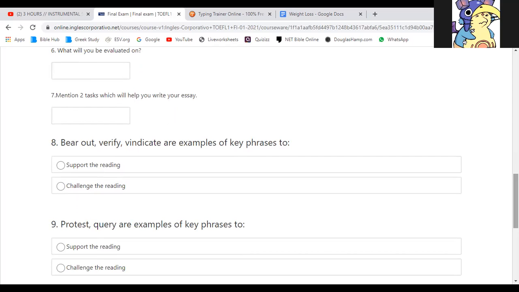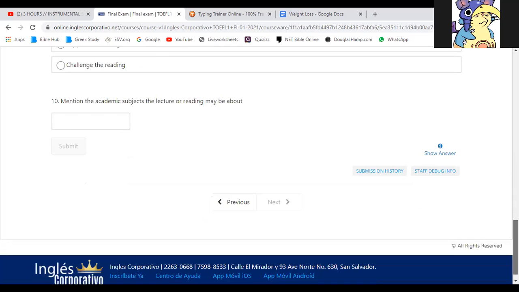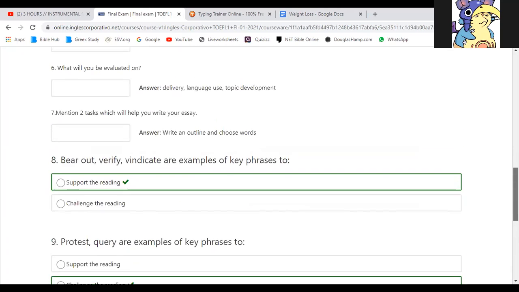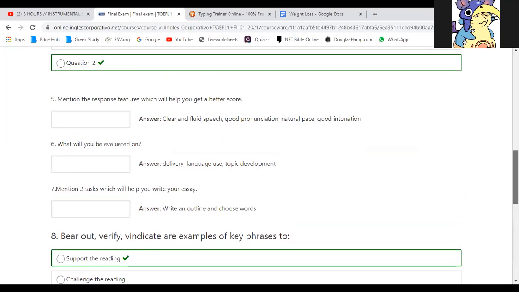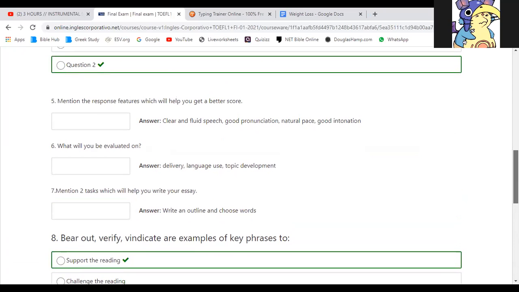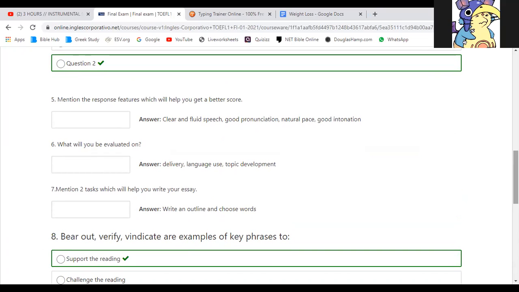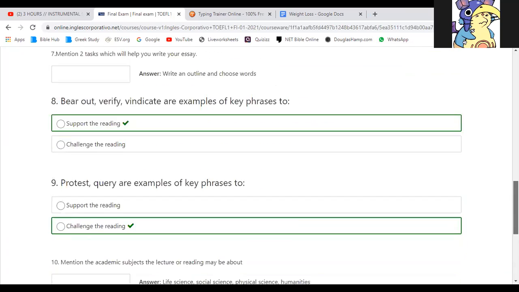Number seven, mention two tasks which will help you write an essay. ¿Alguien tiene alguna duda con esas? Yes, I didn't find the seven. Number seven, okay. Question number seven. Number seven, mention two tasks which will help you write your essay. Write an outline and choose words. All right. Okay. I think this was in one of the videos. Okay. Claro, yo le he dado información que no tiene nada que ver con lo que está acá. Right? But it's my way of looking at it. That you guys need help with that. Okay. ¿Alguien más? Question? All right.